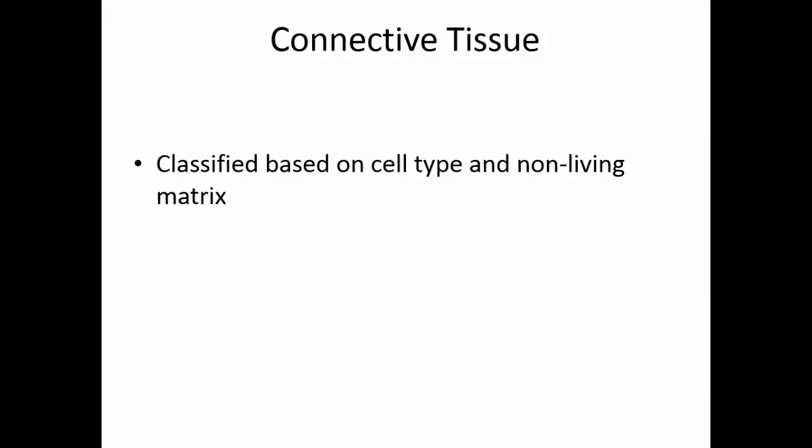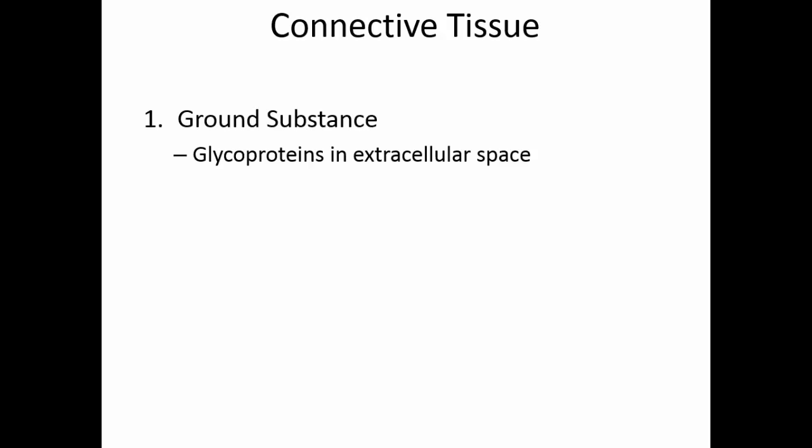Connective tissue is classified based on the type of cell we find in the tissue and the type of matrix that surrounds that cell. Connective tissue is the most common tissue in the body, so it is widespread throughout the entire body. What makes connective tissues unique is the matrix, and the matrix is composed of the ground substance, which has in it the glycoproteins that account for the fluidity of the material, and then the fibers. The fibers provide support and are found outside the cells.